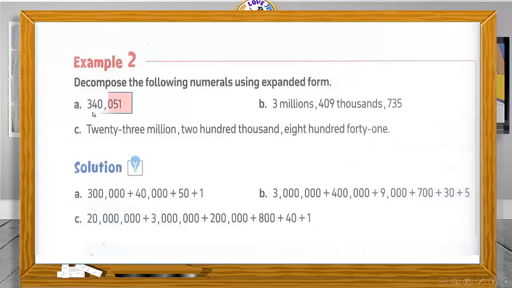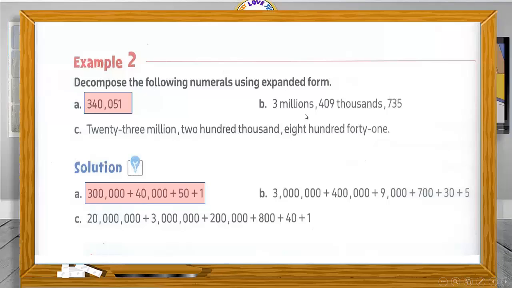Number 2, decompose the following numerals using expanded form. First one, we have 340,051. It's so easy. You can write the number in expanded form. 300,000: write 3 and 5 zeros like this. 4 and 4 zeros: 40,000. 50 plus 1.